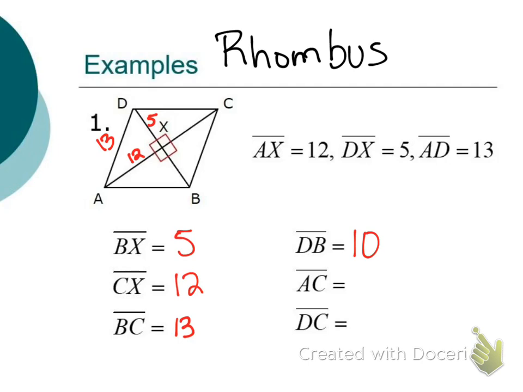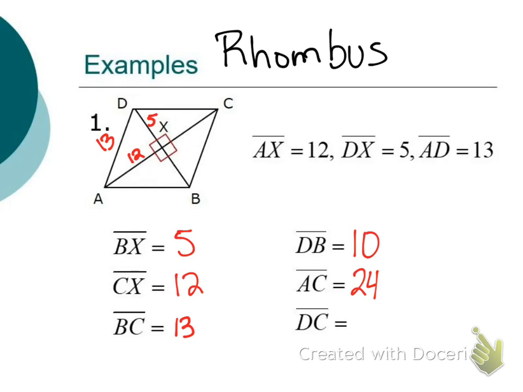You do not have to divide. You add them up. We already said that DX is 5. They told us that. We figured out that BX is 5. 5 plus 5 is 10. What about AC? 24. Again, the whole diagonal would be the sum of the 2 little pieces of it.